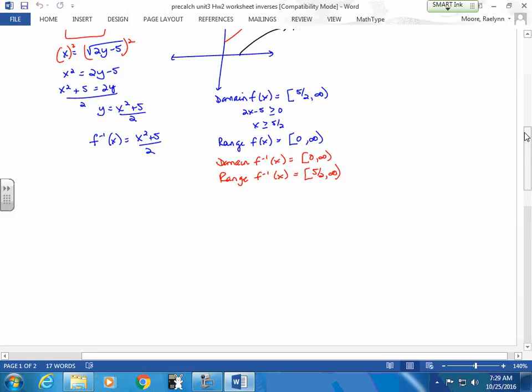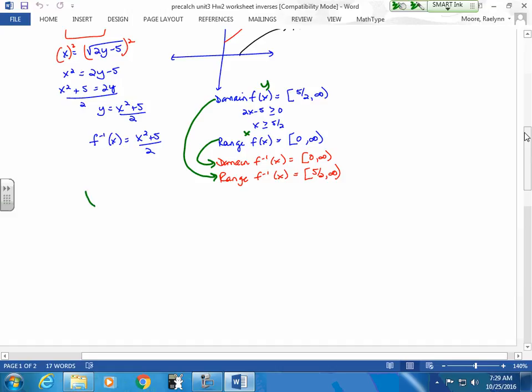Your original domain and your original range, always find those and then interchange them. So you don't really have to think about your inverse. You just have to say this x value is going to become a y, so therefore it's going to become my range. This y value is going to become an x, and this is going to become my domain. Find your original ones and just interchange them.